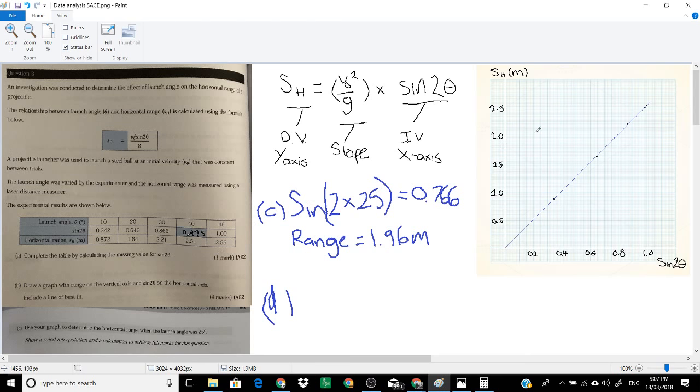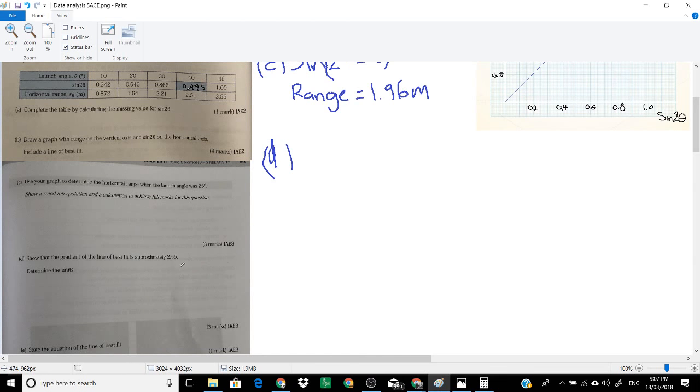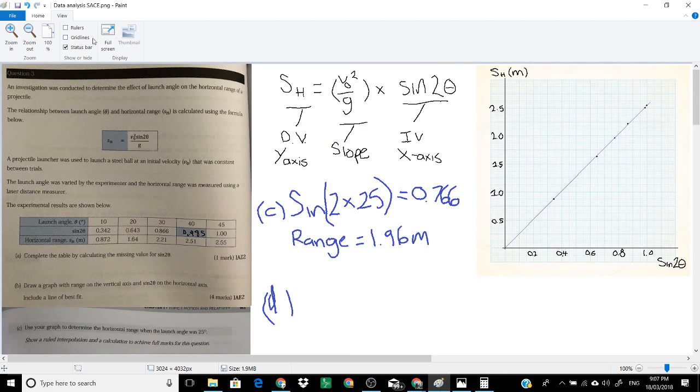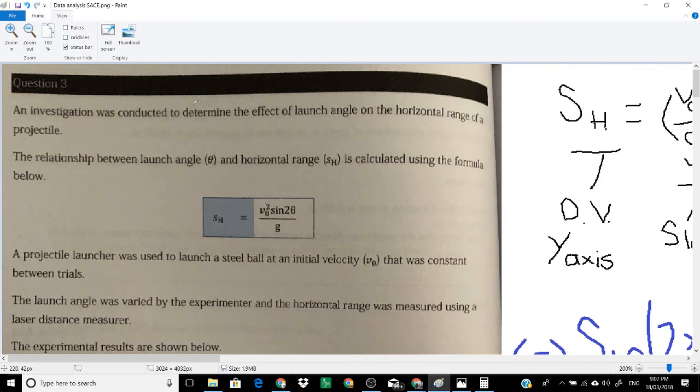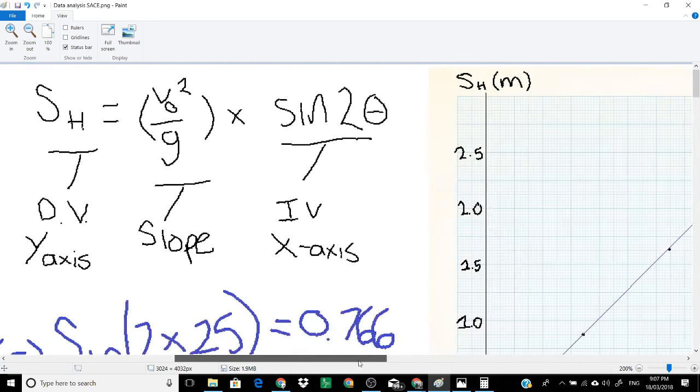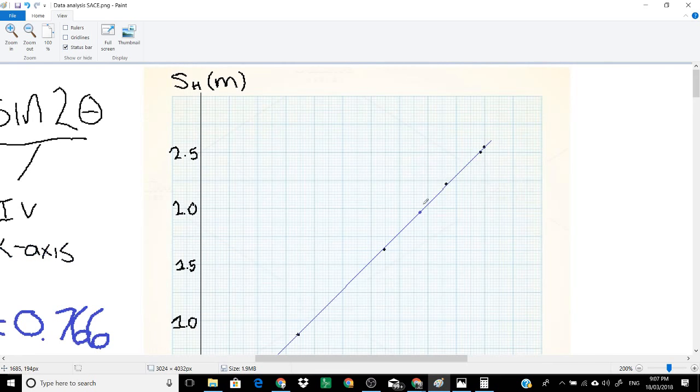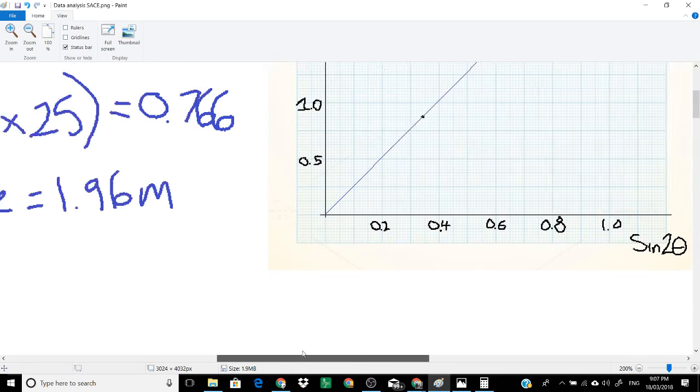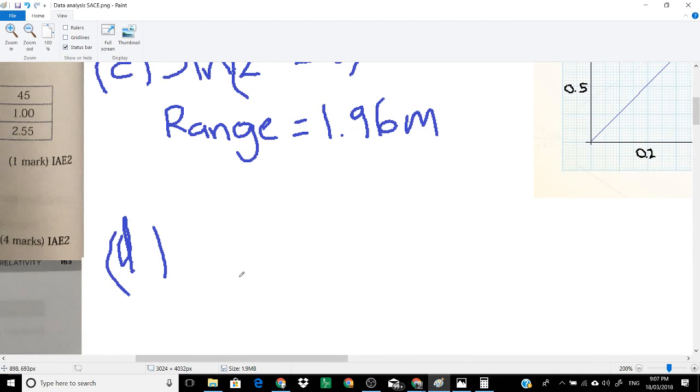Some people might just get lazy and pick the last data point and do 2.55 divided by 1. That will get you the answer you want. But I would probably not give that full marks. I want you to find coordinate points on the line of best fit itself, not the data points. You see, the data points fluctuate a little bit. I can actually use one of the points I just used. Why not? Because I wouldn't have found it.